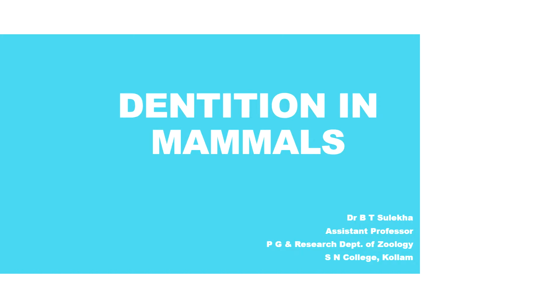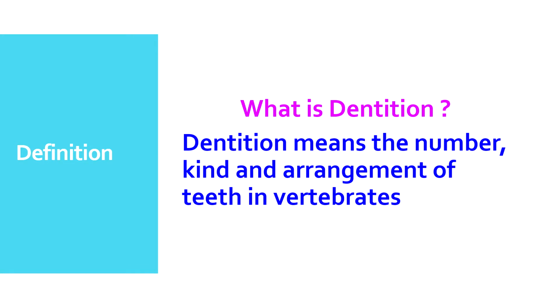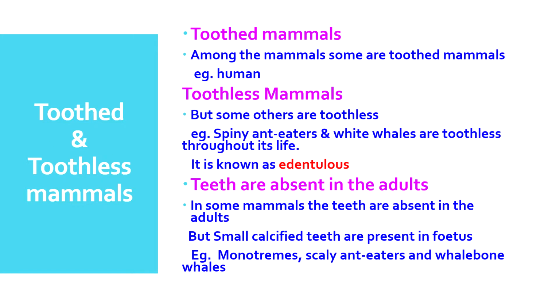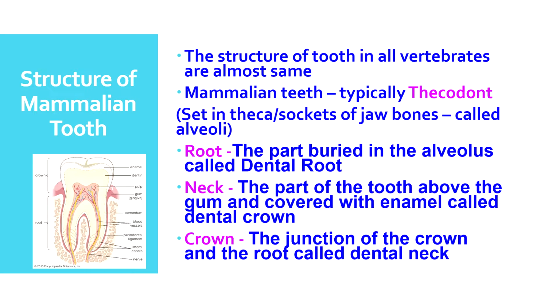The topic is dentition in mammals. What is dentition? Dentition means the number, kind and arrangement of teeth in vertebrates. There are different kinds of mammals: toothed mammals, toothless mammals, and some that have teeth only in the fetal condition.